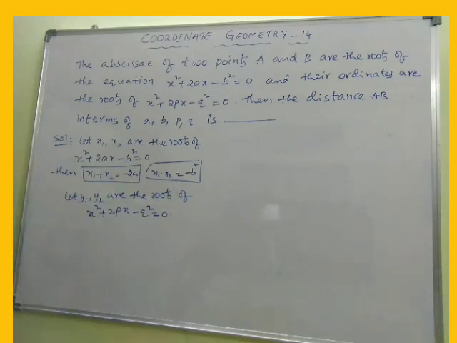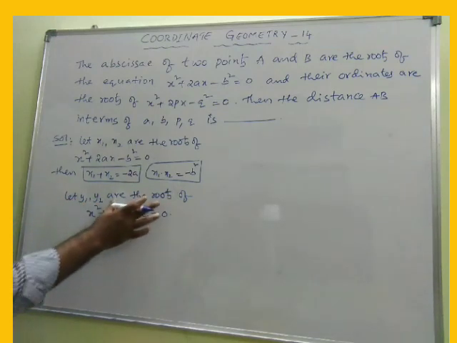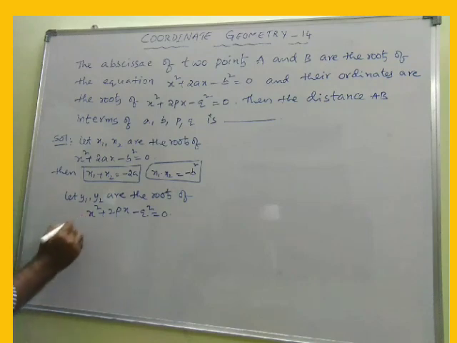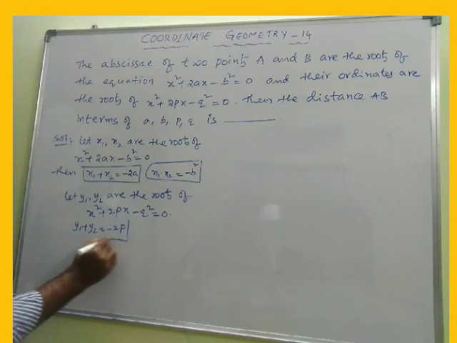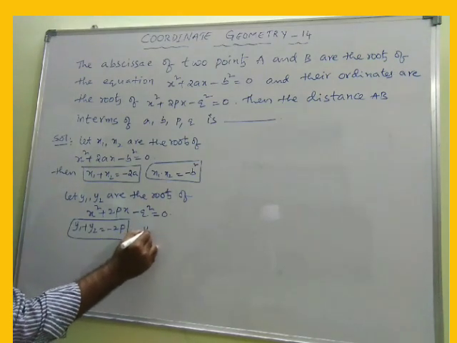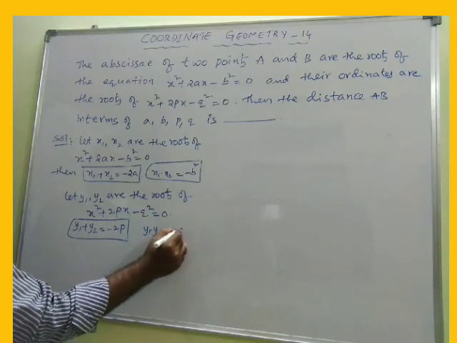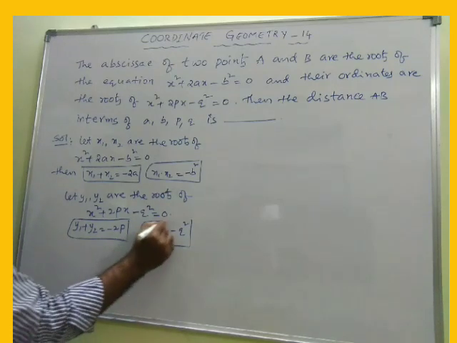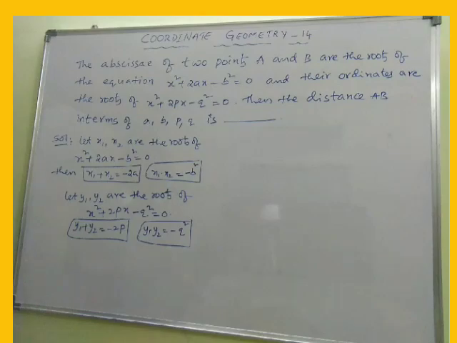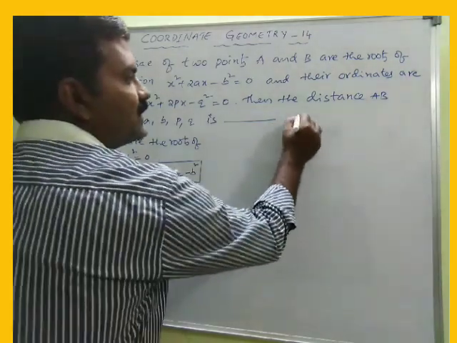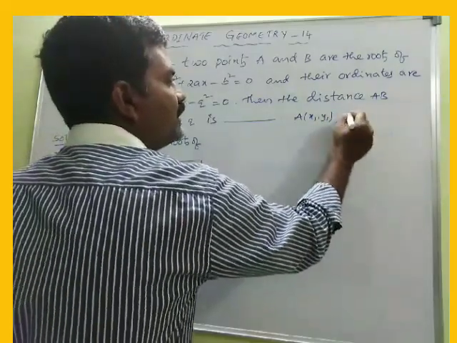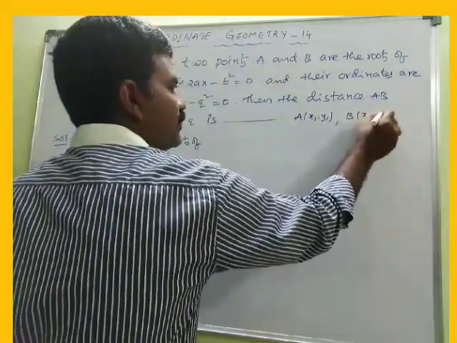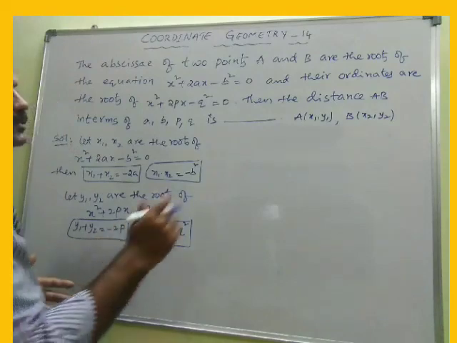Similarly, look at this one. Now y1 and y2 are the roots of this equation. Now what is y1 plus y2? The formula is minus b by a, which is equal to minus 2p. And the product of the roots y1 into y2 is equal to c by a, which is equal to minus q square. Okay, so as usual, capital A is the point with coordinates x1 comma y1, and capital B is one more point with coordinates x2 comma y2.